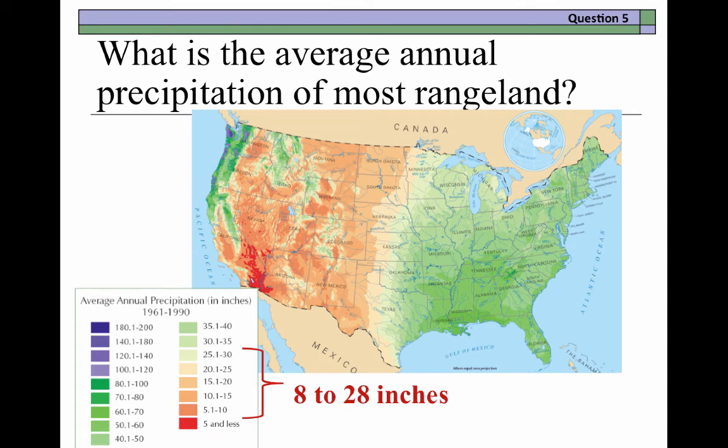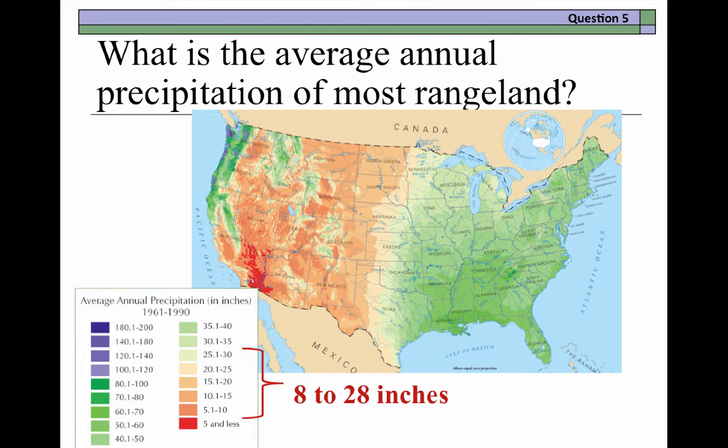So rangeland is classified in one respect by the amount of precipitation that it receives on an annual basis. So this is a precipitation map. Areas that receive a lot of precipitation, like the East Coast, are going to be in green. They get upwards of 80 to 100 inches per year. And as you move west, you can see that you actually get into really low annual precipitation areas.